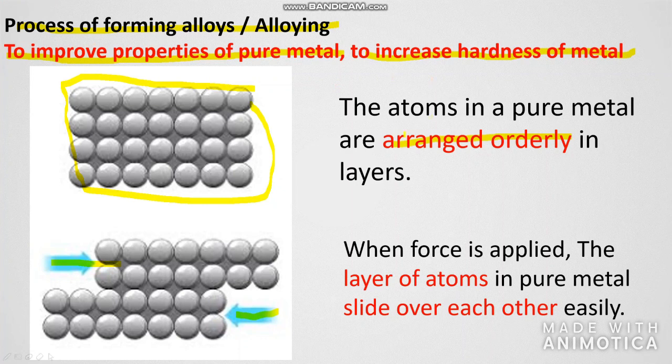So I repeat, the atoms in a pure metal are arranged orderly. Anda boleh tengok sini, susunan atom dia sangat tersusun dengan rapat. So when the force is applied, the layer of atom will slide over each other easily. So dia tidak strong enough. That's why you need to form alloy.